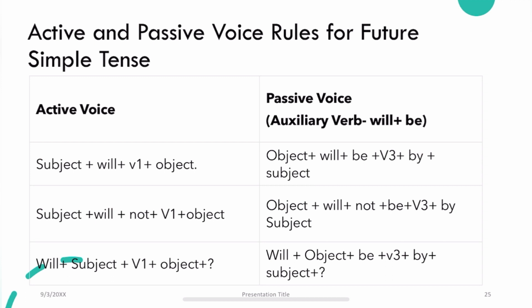If we are making a negative sentence, the passive voice rule will be object plus will not plus be plus third form of the verb then by subject. And in the interrogative sentence, the structure will be will plus object plus be, then third form of the verb, by and then subject, then question mark.